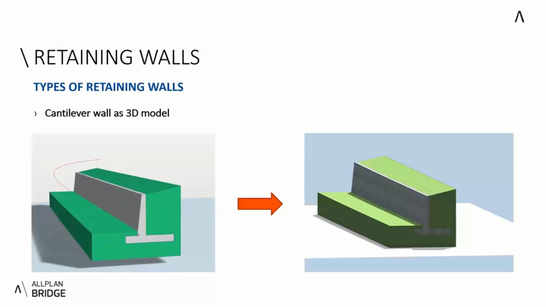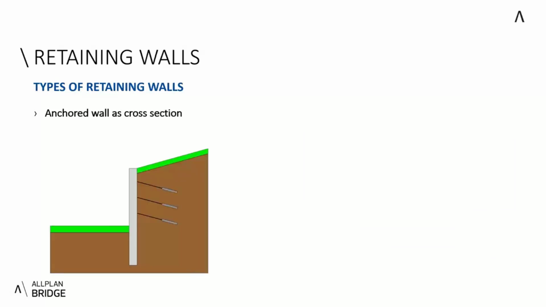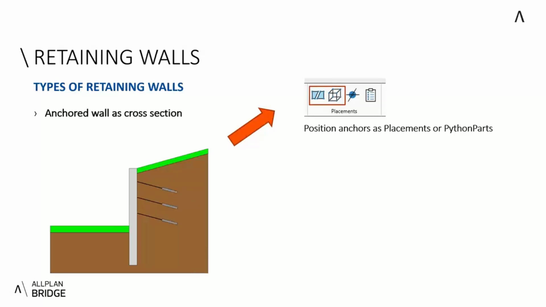And as I mentioned before, maybe the most interesting will be anchored walls. And first of all, the schematic representations. We see it's basically a driven wall, but it has soil anchors at the back of it. And we will see how easily we can apply all of this already in Allplan Bridge. So we make use of this new technology that we have.